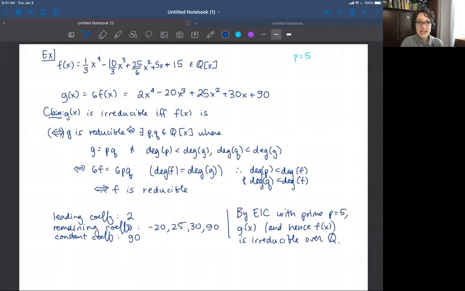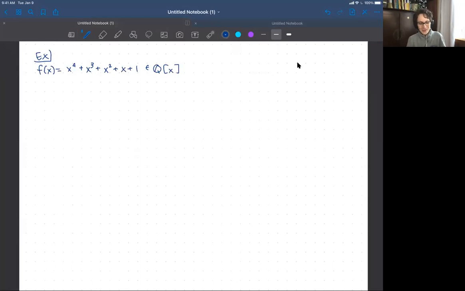All right, I want to do one more example, but I actually am going to pause the recording for a moment, if I can find where my little bar went, so that I can make sure all the arithmetic works out, because I didn't check it yet. All right, we're back. I want to do an example here where I look at this polynomial f of x, that's x to the fourth plus x cubed plus x squared plus x plus 1 in Q[x].